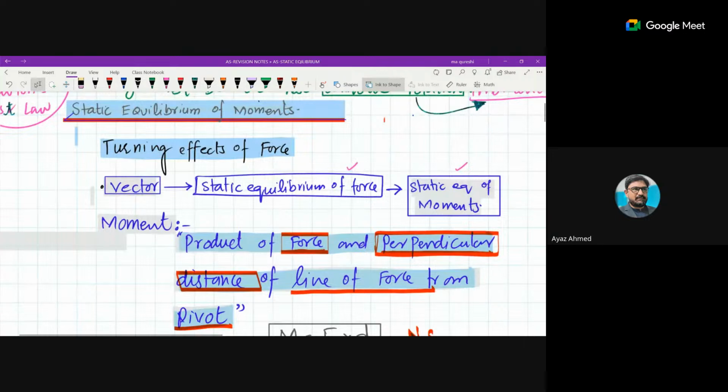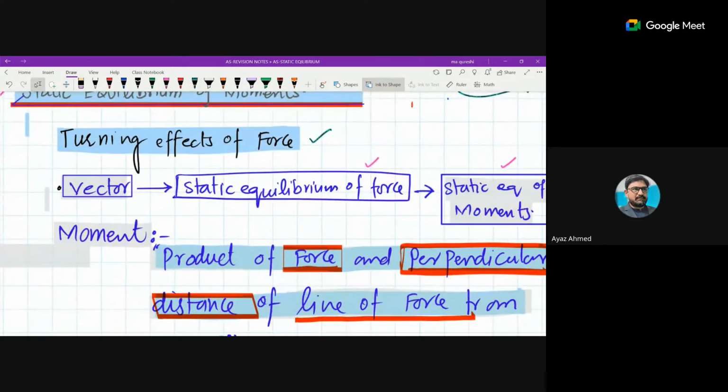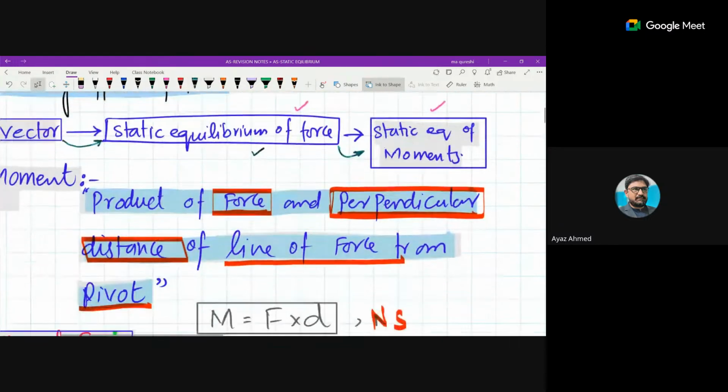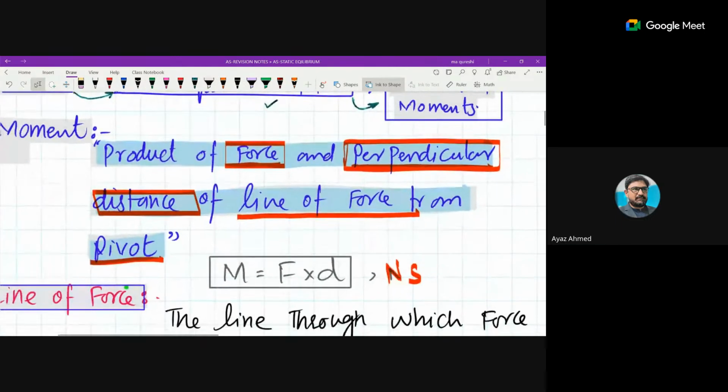So when I talk about static equilibrium, this is actually the turning effect of force, and the turning effect of force has a sequence. The best sequence is right after vectors. We must go to the static equilibrium of forces because resolving is there, and then we have to know about static equilibrium of moments, and it is a good sequence. But here I have just put it after the forces.